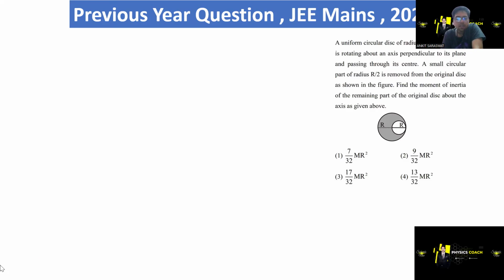So, hi everyone. In this question, first of all, read the question carefully. A uniform circular disk of radius r and mass m is rotating about an axis perpendicular to its plane and passing through its center. So, we have a uniform circular disk having radius r like this. Its radius is r.